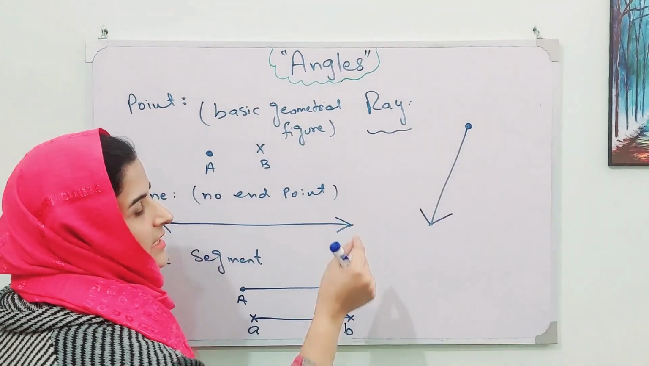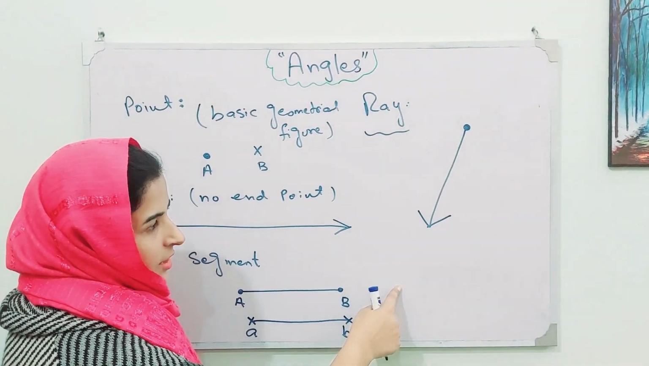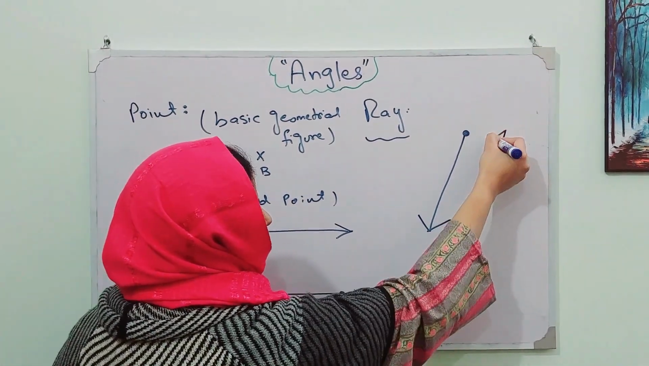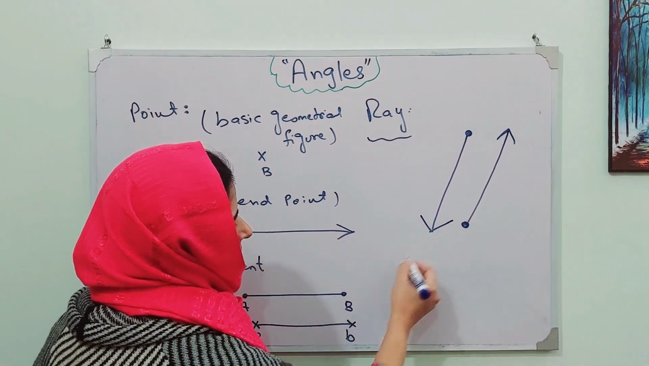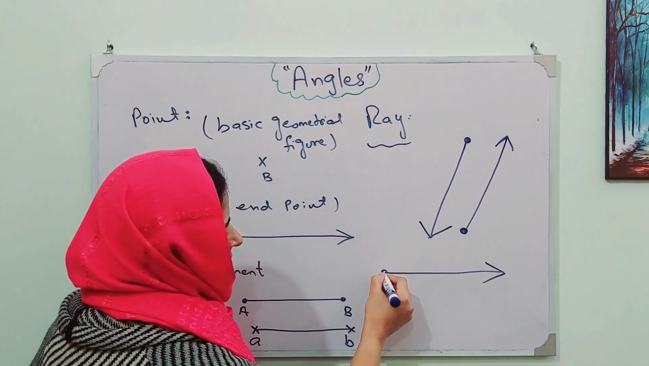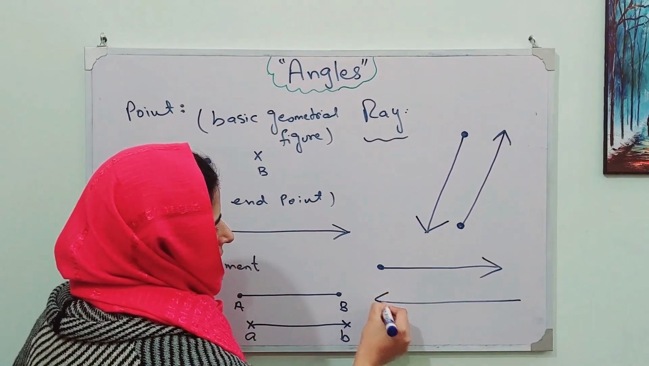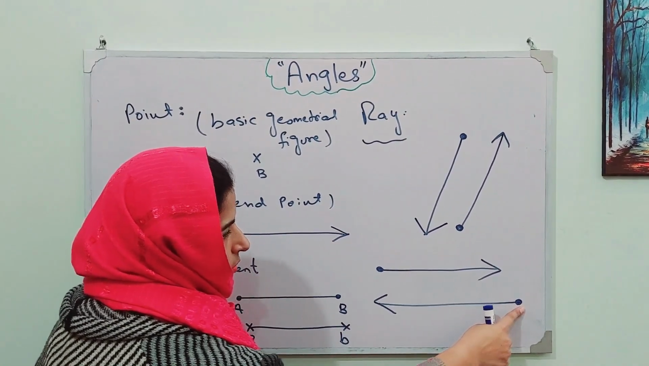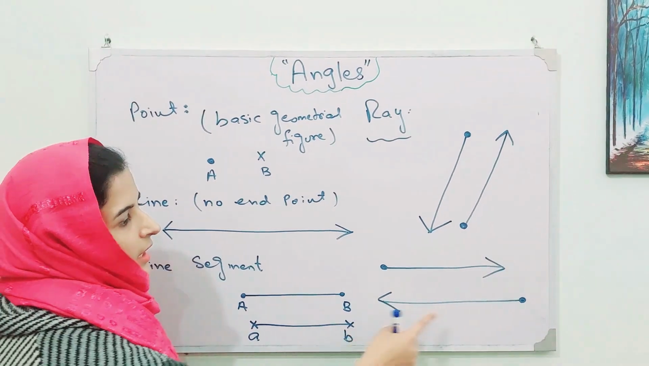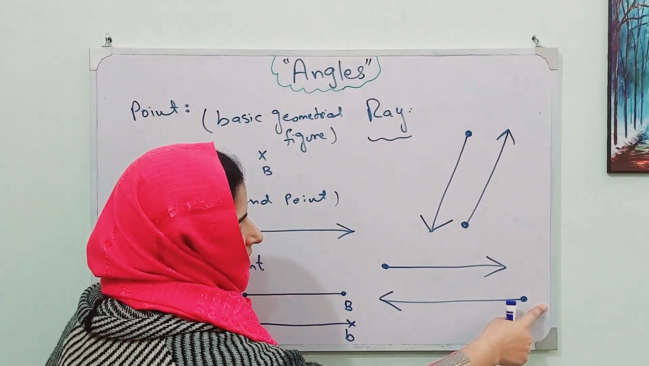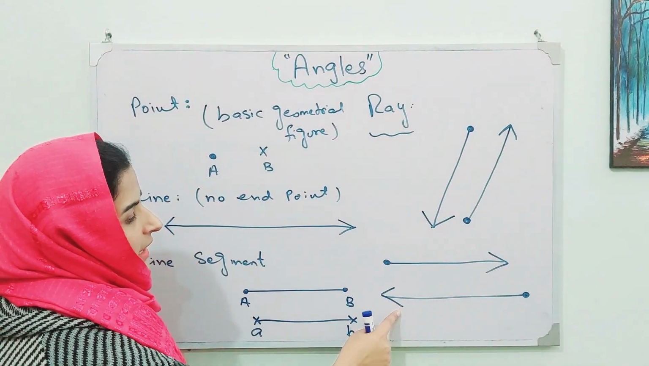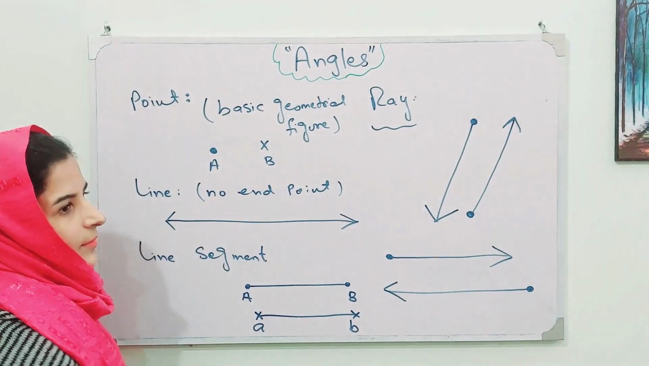Ray can extend only in one direction, either downward or upward, either right or left. Means one end is closed and one end is open. Closed means you cannot extend the line in that direction. Open means that this line can extend in this direction.